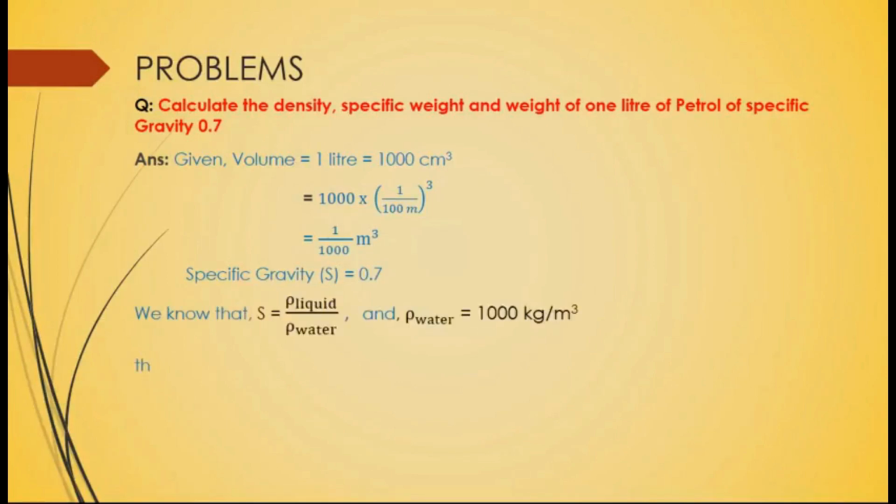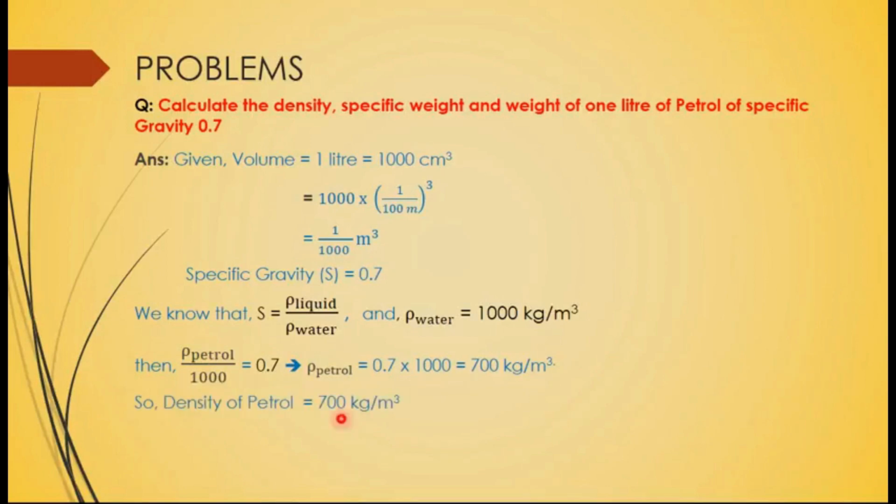So actually specific gravity is rho liquid by rho water, and rho water, whether they have given it or not, is 1000 kg per meter cube. If we substitute, rho petrol by 1000 is equal to 0.7, the specific gravity. So rho petrol we can get as 0.7 into 1000, that is 700 kg per meter cube. So the density of petrol we got as 700 kg per meter cube. So the first one we got. Second, we have to find out the specific weight. After that we have to find out the weight.